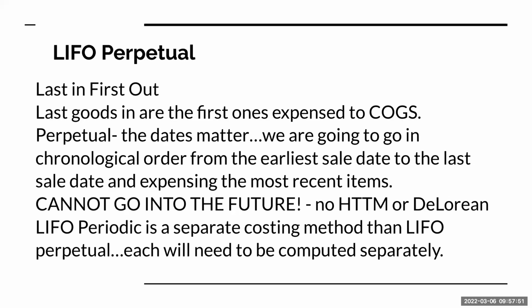LIFO periodic is separate. LIFO periodic is a separate costing method other than LIFO perpetual. We're going to need to compute each separately, hence why we're doing this here.